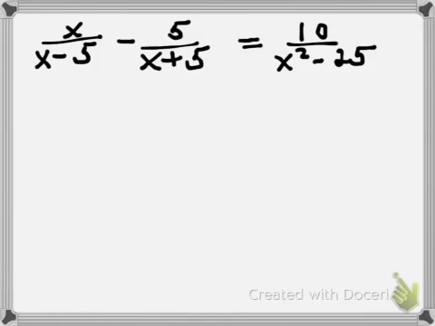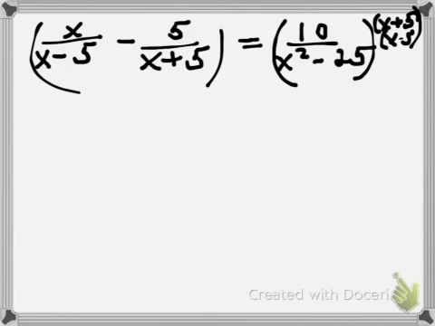So if I multiply all three terms by the product of x plus 5 times x minus 5, I can clear all fractions. So that's what I'm going to do. I'm going to multiply this by x plus 5 times x minus 5. And I'm going to multiply each of these by the product, x plus 5 times x minus 5.